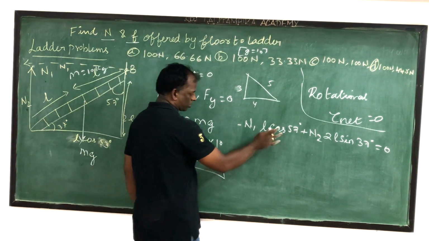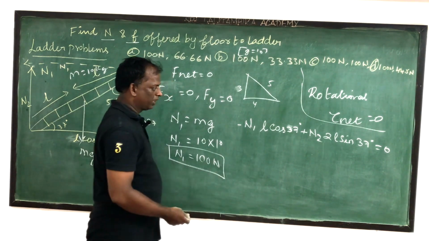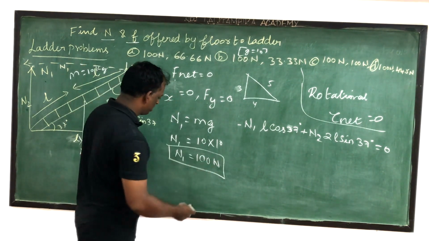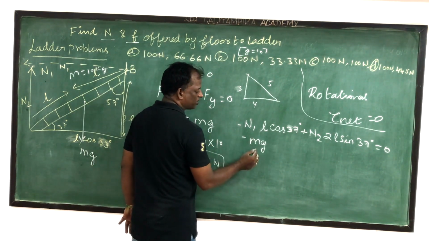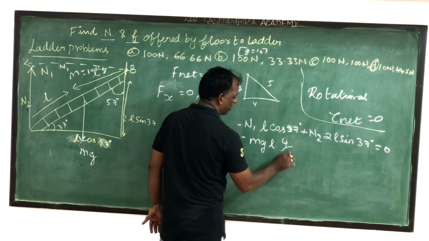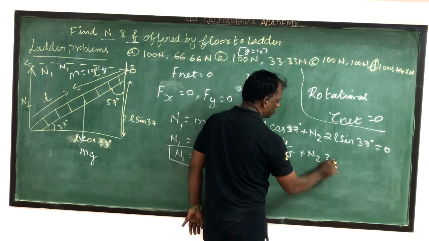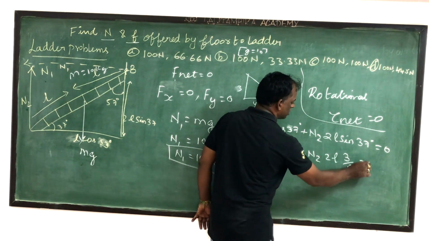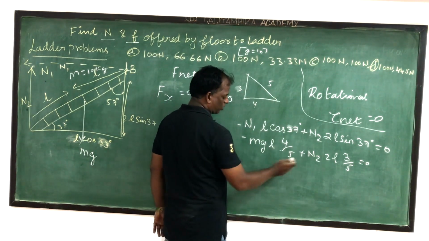Okay, cos 37 degree plus N2 L sin 37 degree, which is equal to 0. Now what is the N1 value? N1 is equal to, we can say it as mg. Minus mg is equal to L cos 37 (4 by 5) plus N2 2L sin 37 (3 by 5), which is equal to 0. We can write it by taking that to the other side.